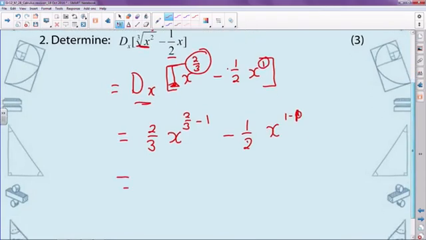Okay, I can simplify this a little bit. 2/3 x to the power minus 1 over 3. So 2/3 minus 1 gives me minus 1 over 3. X to the power naught is just 1. 1 times minus a half is minus a half. All right, and that's how we derive that using the rules that we know so far.